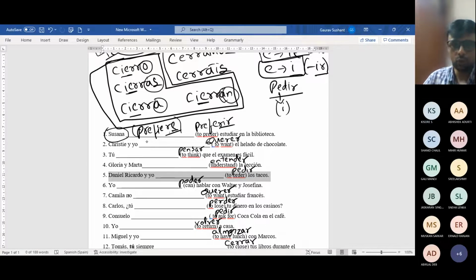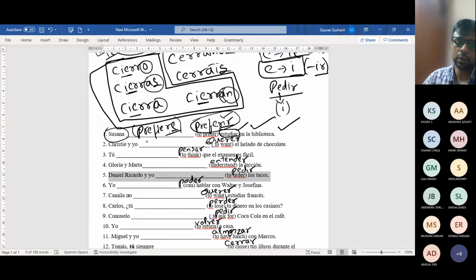Okay, fine. Can you also tell me the translation of this sentence? Susana prefers to study in the library. Very good. So here there are two verbs coming: one is estudiar and another is preferir. So the main verb is estudiar. Preferir is like a helping verb.